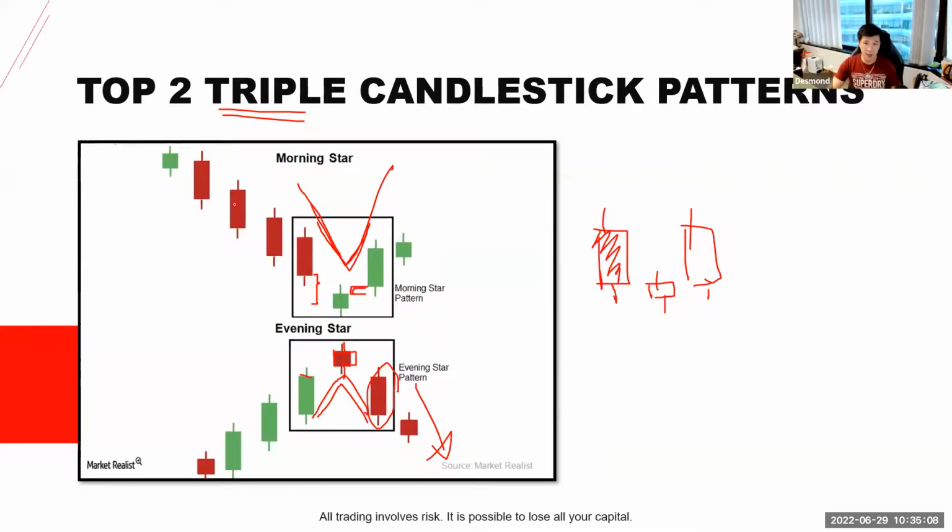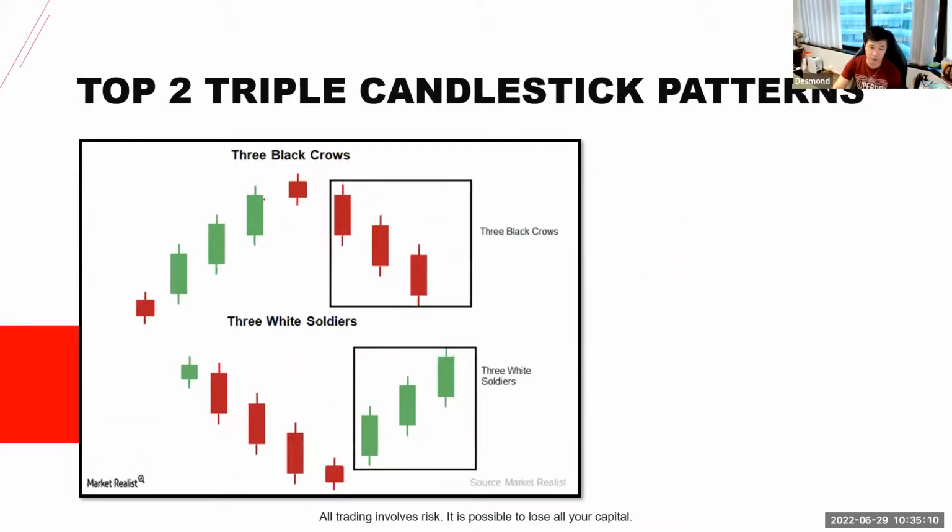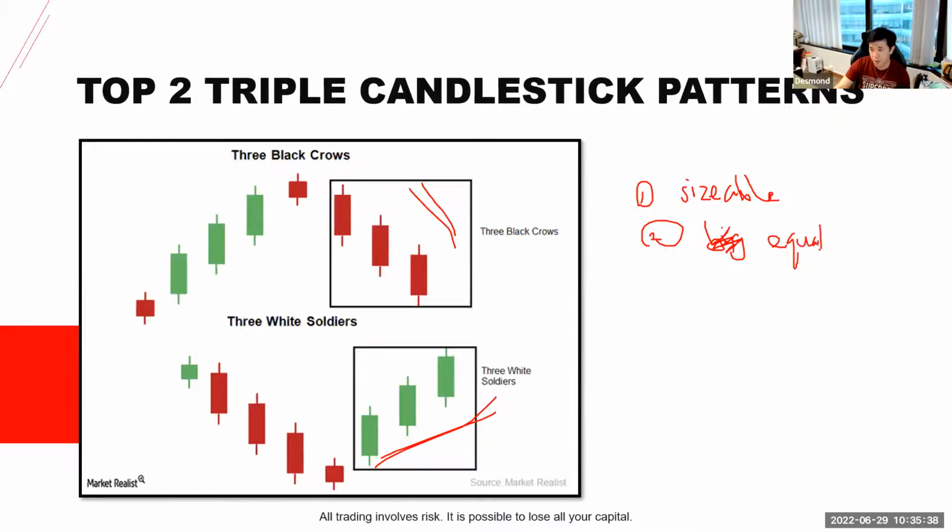My last favorite triple candlestick pattern is the 3 black crows and 3 white soldiers, which I mentioned to you previously, right? The 3 white soldiers, you usually want to look for soldiers which are of the same size. You want to look at crows which are of the same size. So important considerations, they need to be sizable. No, it's not big, I mean of equal size. The best case is if they are of equal size.